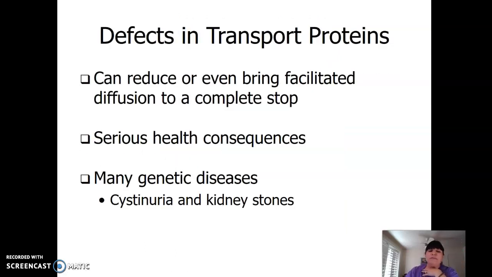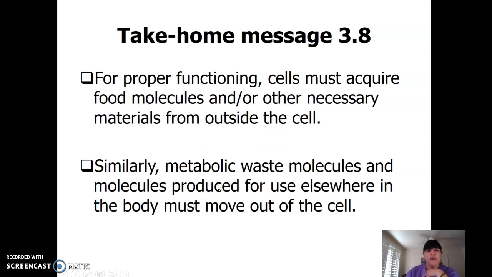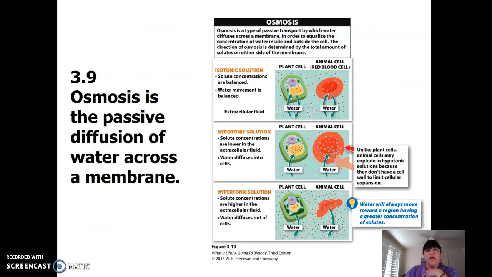Okay, sometimes people have defects in transport proteins. It says can reduce or even bring facilitated diffusion to a complete stop. You can see how that would be a problem. Serious health consequences. Many genetic diseases are caused by this. All right. Osmosis, that special case of diffusion, specifically of water. So water can go into and out of the cell.